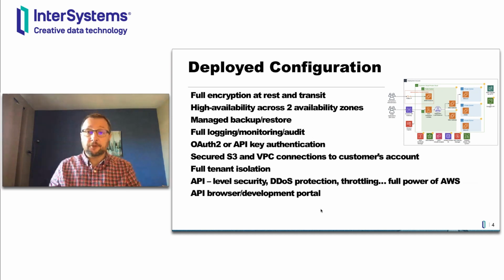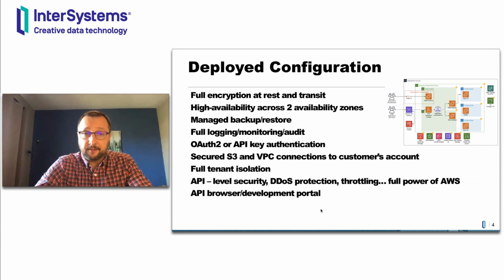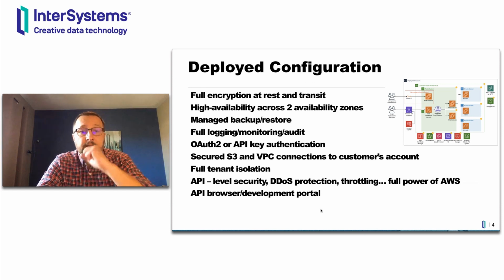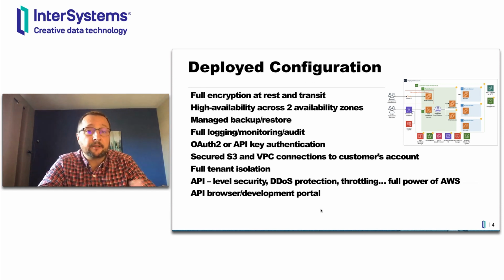What's way more important is what you don't see when you deploy the service. Actually, what is being deployed provides you with full encryption at rest and in transit, and gives you high availability. So we deploy our servers in a mirrored configuration across 2 availability zones. And if one availability zone at AWS goes down, and that happens, we'll switch automatically to the second one and continue operating. We give you managed backup and restore, full logging, monitoring, auditing. We give you 2 different ways of authenticating your users, OAuth2 or simplified API key authentication that will be used through the rest of our demo, or most of it.